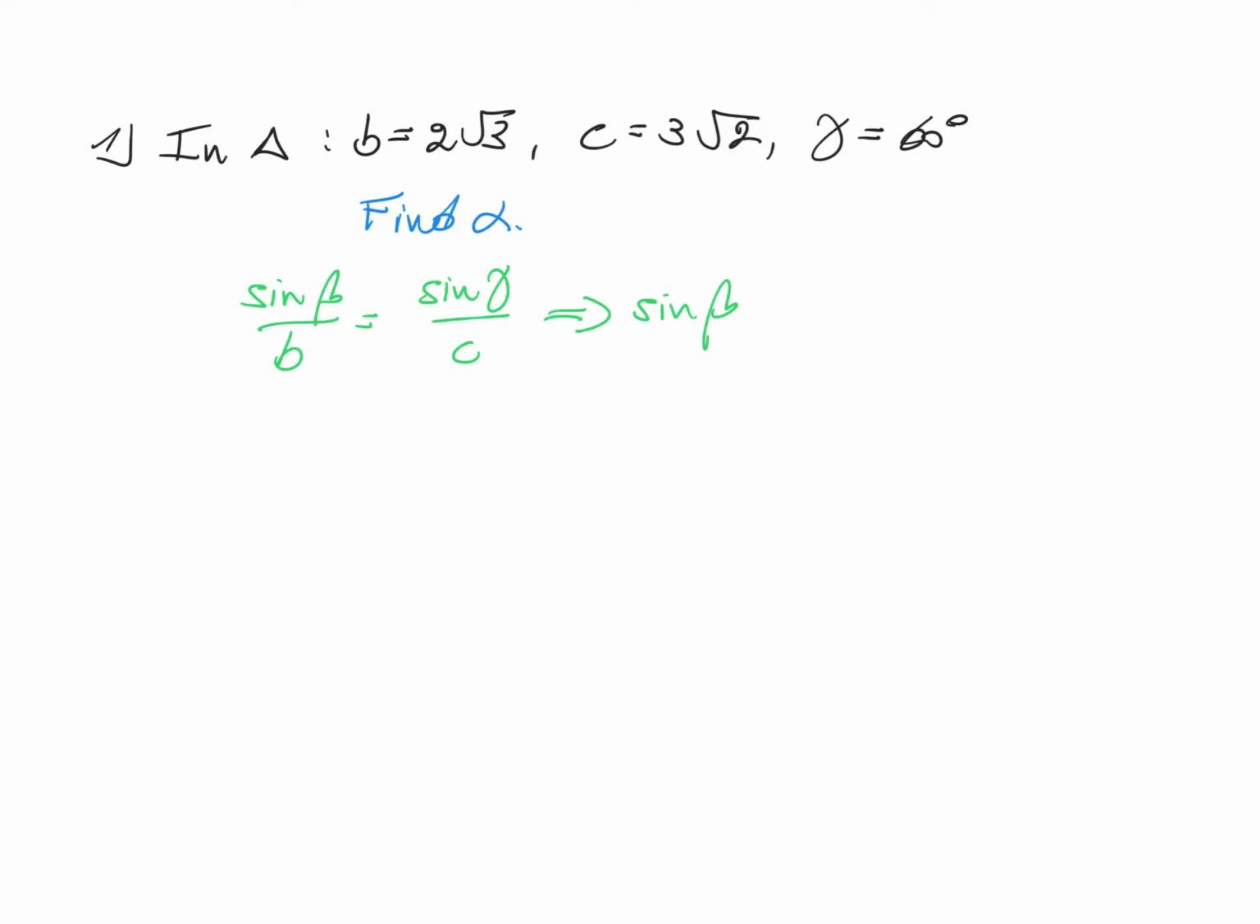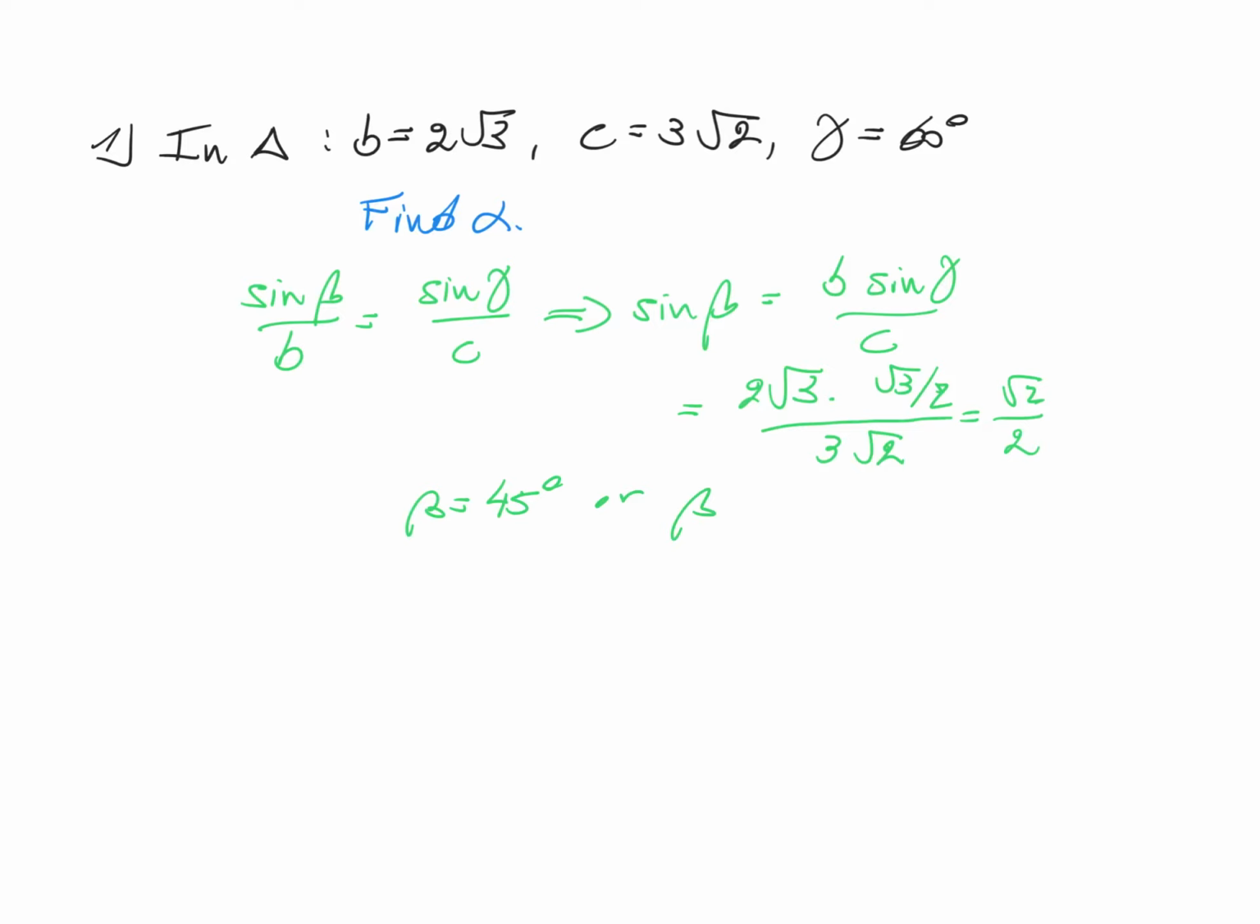So sine of beta is B times the sine of gamma divided by C, which is 2 times the root of 3, times the sine of 60 degrees, which is root 3 divided by 2, divided by C, which was 3 times the root of 2. If we simplify this, we have root 2 divided by 2. And so beta will be equal to either 45 degrees or 135 degrees.